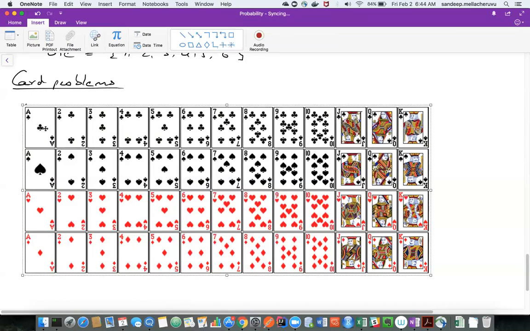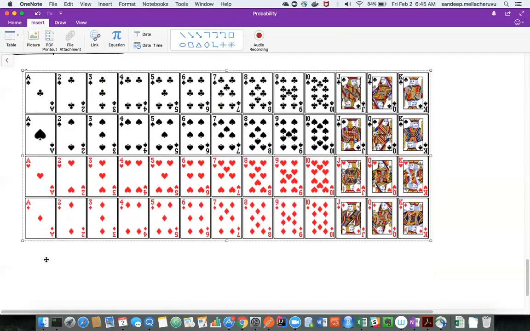The first symbol you see is called club. The second one is called spade. This is called heart, and the last one is diamond. Another thing is that spade and club are black in color, and the remaining two, heart and diamond, are both red.